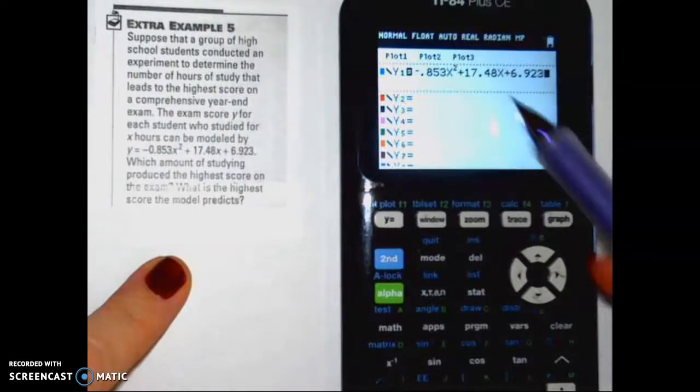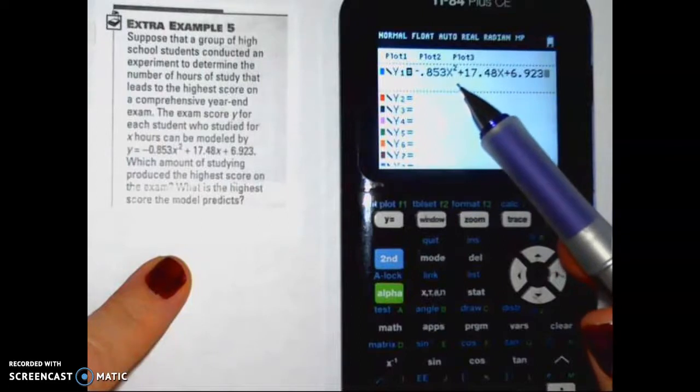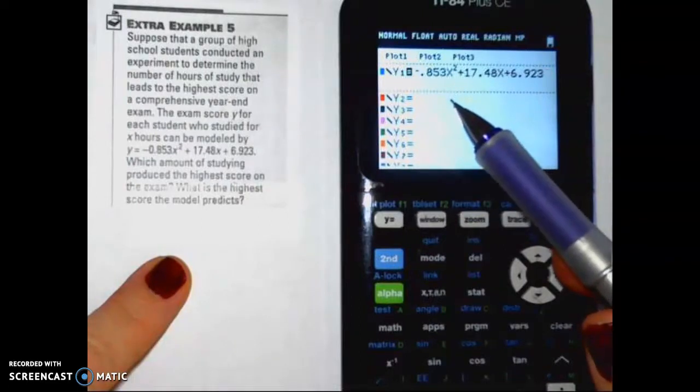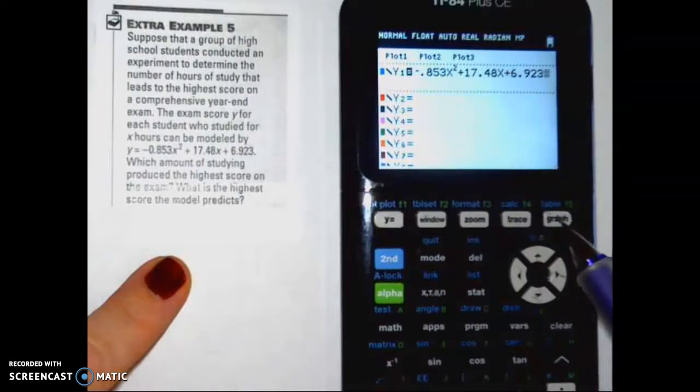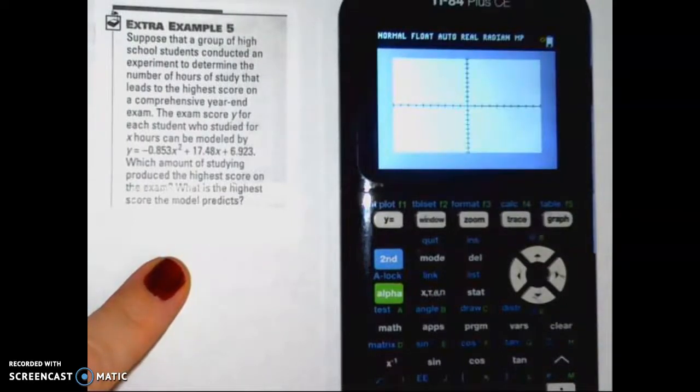I'm going to stop and make sure that everything looks right. Negative 0.853x squared plus 17.48x. You don't need the 0 in front. That looks good. I'm going to graph it. Okay, let's see what happens. Oh, boo. We need to find the vertex, and it's somewhere up here.